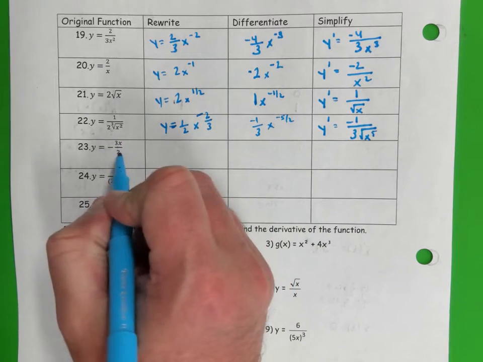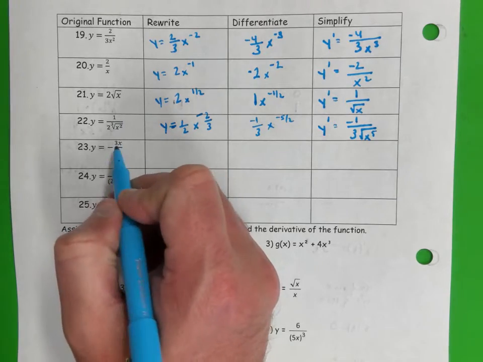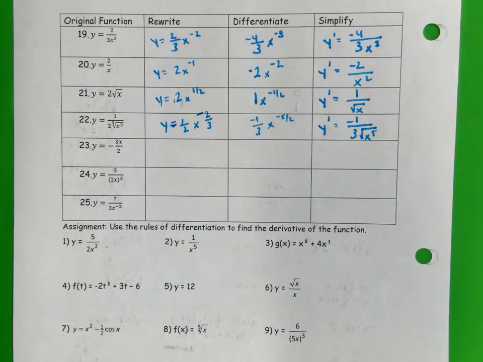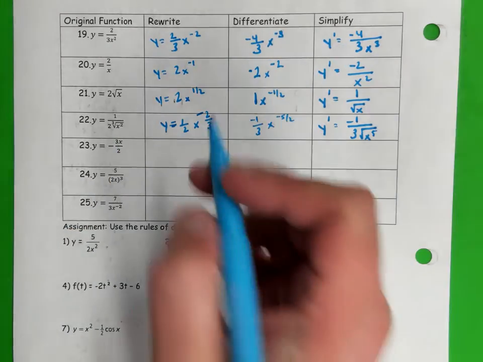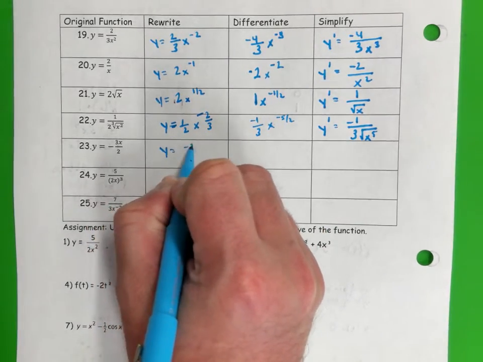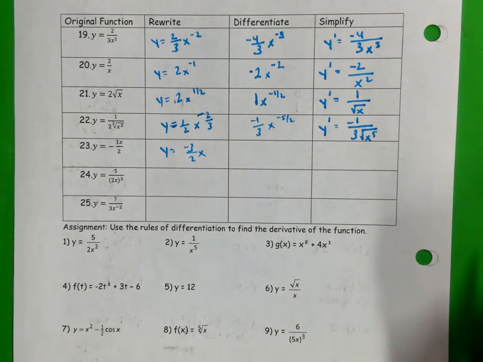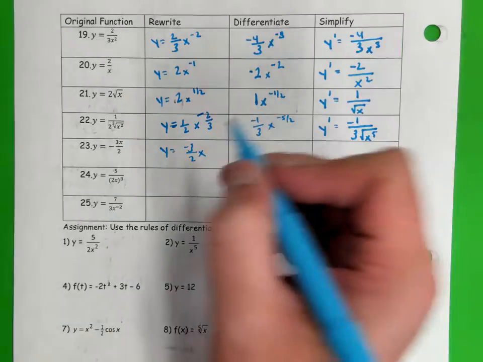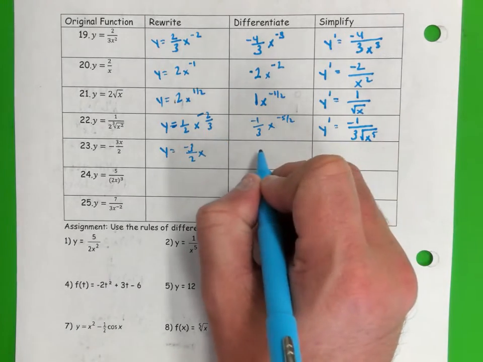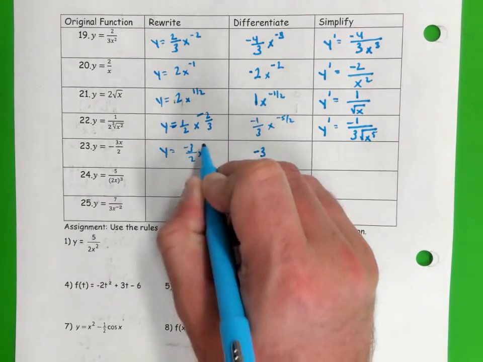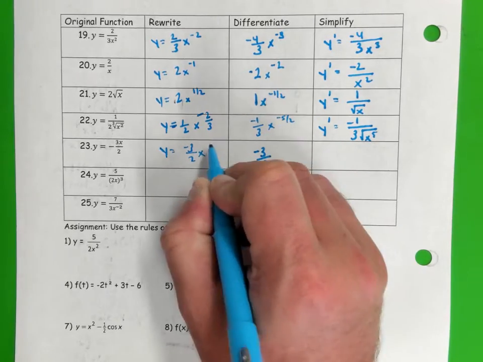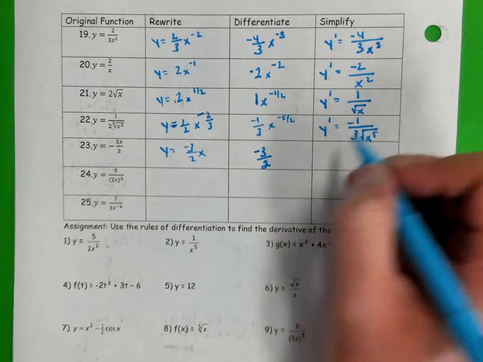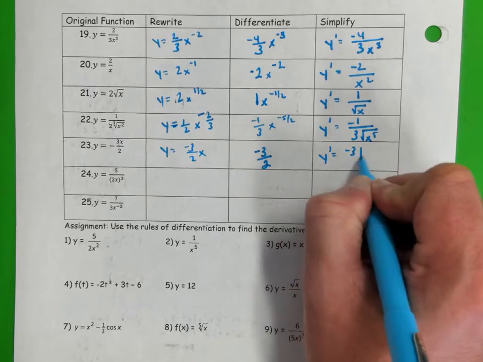Number 23. It's not a major problem here, guys, because one thing, the variable's not in the denominator and I don't have a radical. But let's just write it so it's easier to work with. Put the x on the side. 1 times negative 3/2 is what? What's 1 times negative 3/2? 1 minus 1 is, so your derivative is negative 3/2.